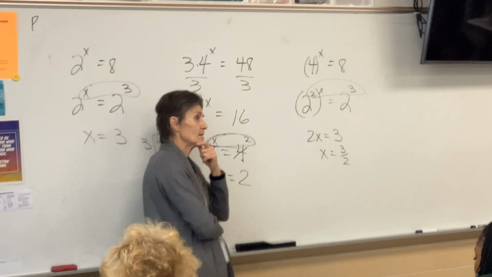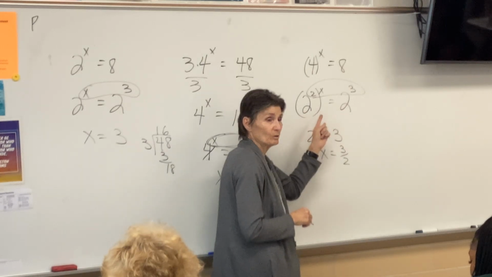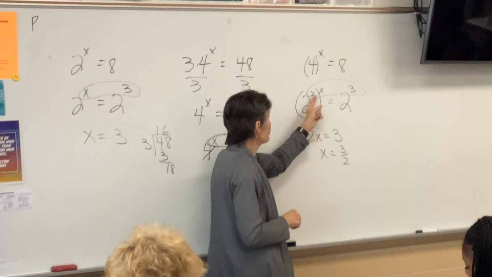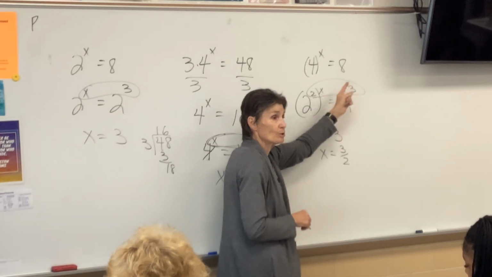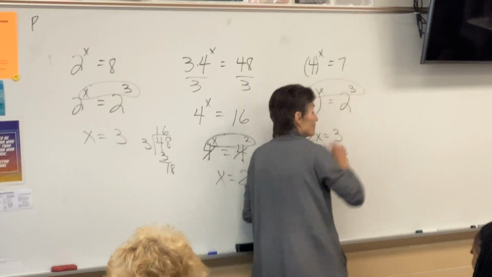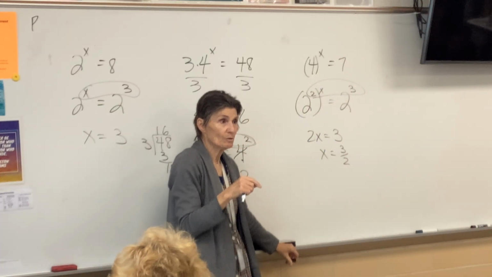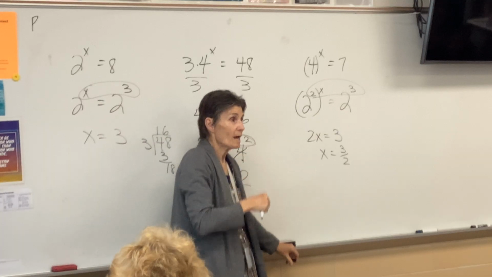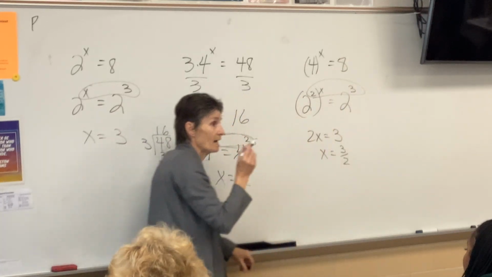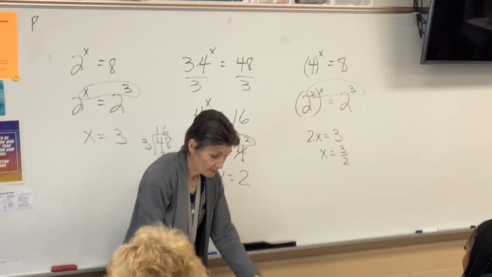If you're doing this with no calculator, you guys, you have to be able to do what we call get a common base. 4 is 2 squared, 8 is 2 cubed. If this number had been a 7, then we can't do that. Does that make sense to you? So if it's no calculator, you will always be able to get these two numbers to match. All right, let's look at the next one.